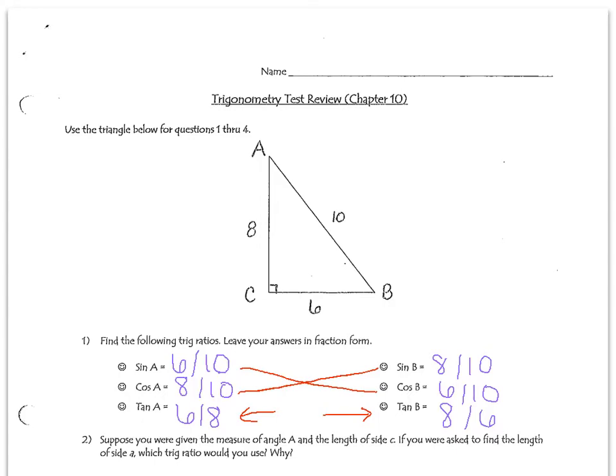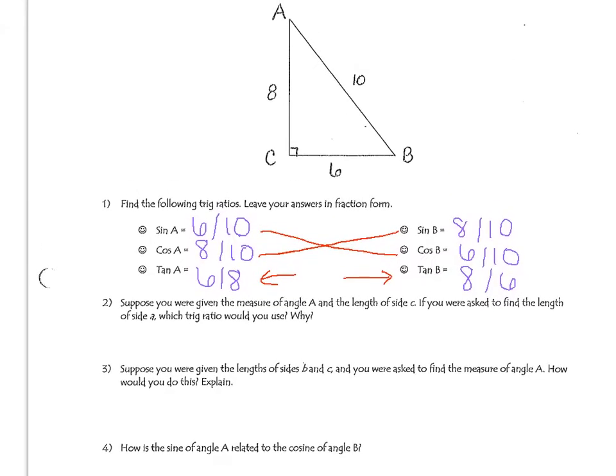Okay, moving on. Number 2. Number 2 says, suppose you were given the measure of angle A. So I'm going to go ahead and mark here that in this scenario, we would know the measure of angle A, and we want the length of side C. Now remember, side C is across from angle C. So this would be side C. And then we're asked to find the length of side A. Side A is going to be across from angle A. So this is what we're trying to find.